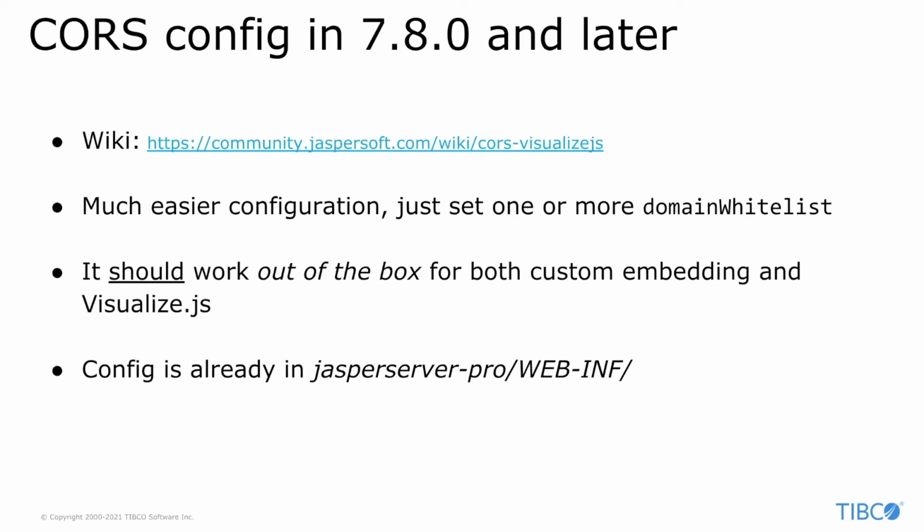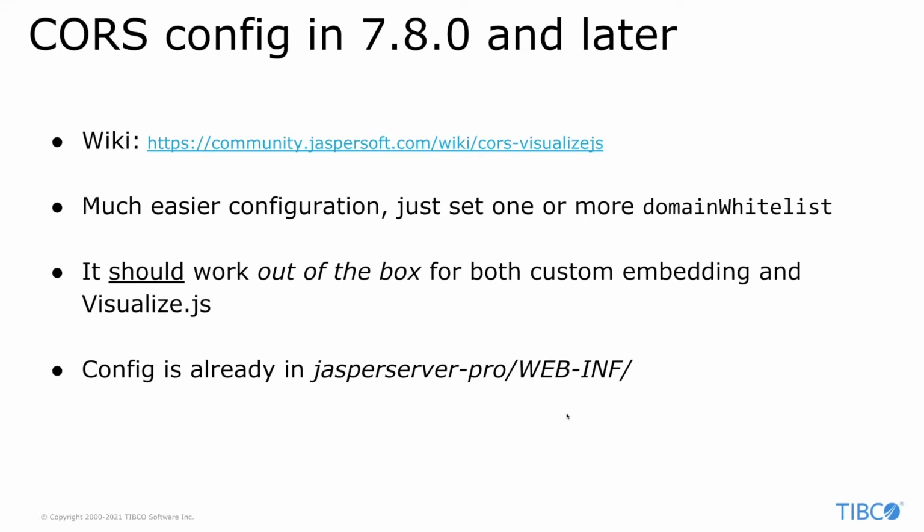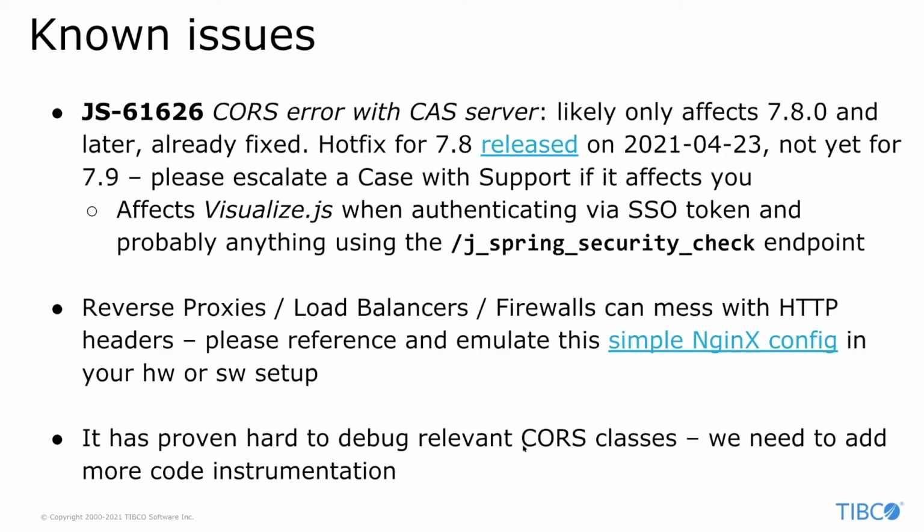So it's an improvement we made, and the config that allows that is already in Jasper Server, in the web bin file. This actually will be the application content security per web. So I'll fix that slide, but that's where you find it, as we said before. But typically you don't have to make any changes there unless you have special requirements, and you can just set the domain whitelist. In the best case scenario, you just set that. You don't even need to restart the server, and it just works. So we're gonna have a look at that.